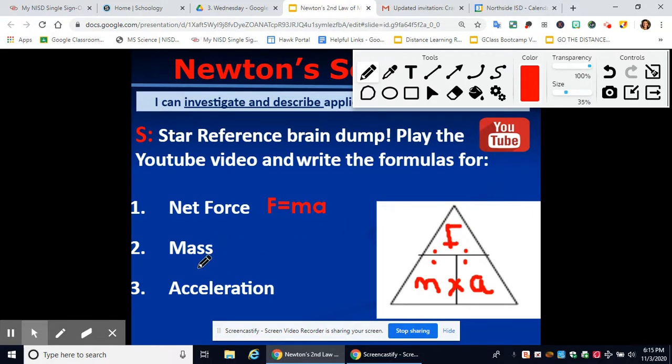Now I can get a formula for both of these variables. If I want a formula for mass, I'm going to cover up my mass, and the triangle reads force divided by acceleration. So mass equals force divided by acceleration. And then if we wanted a formula for acceleration, we do the same thing. Cover up your A, and your formula reads force divided by mass. So acceleration would be force divided by mass.